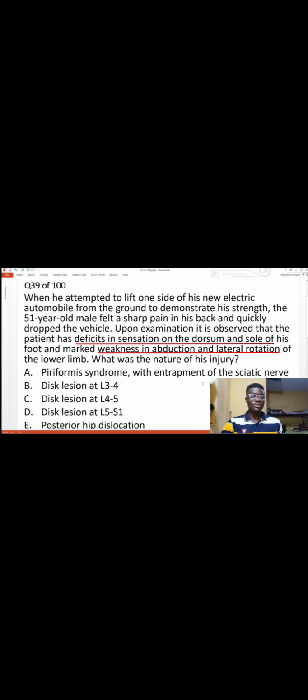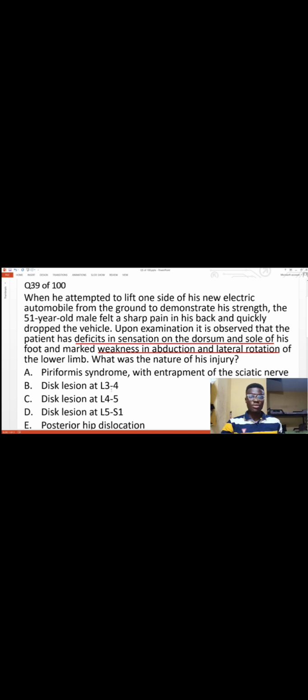Piriformis syndrome with entrapment of the sciatic nerve. So piriformis syndrome occurs at the doorway to the gluteal region, that's at the greater sciatic foramen. You have entrapment of the sciatic nerve, and then it affects all the muscles supplied by the sciatic nerve, the hamstring muscles, the anterior, posterior, and the lateral compartment of the leg muscles. So those are basically the things that will be affected, and that is definitely not the case here.